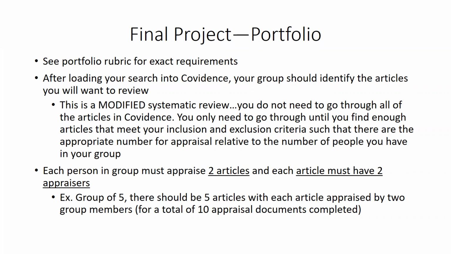But basically, after you load your search into Covidence, your group should then identify articles that you'll want to review. So this is a modified systematic review process, like I mentioned. So you don't need to go through all of the articles in Covidence, but we are asking that you do load them in. And you only really need to go through the selection process enough that you'll find articles that meet your inclusion and exclusion criteria, such that you'll have enough articles that will be appropriate for appraisal relative to the number of people you have in your group.